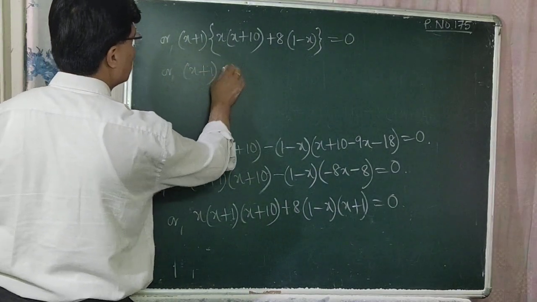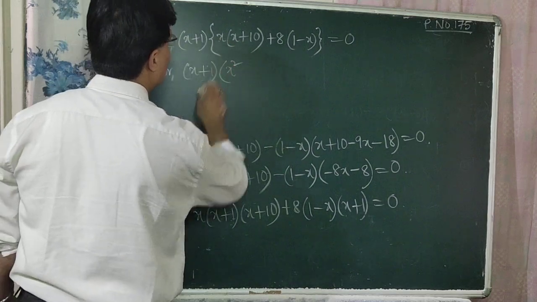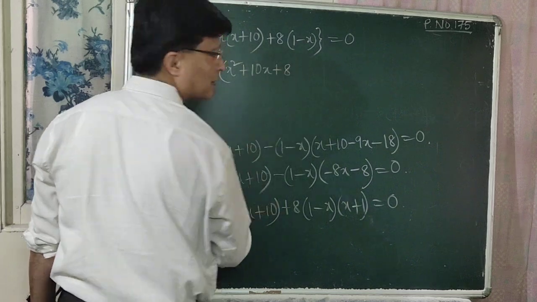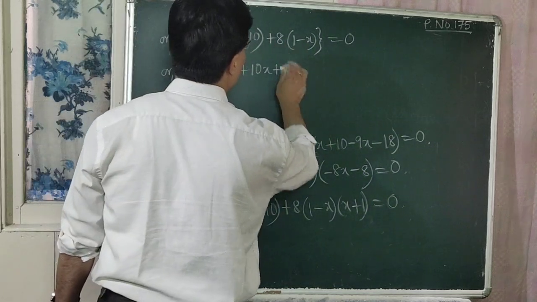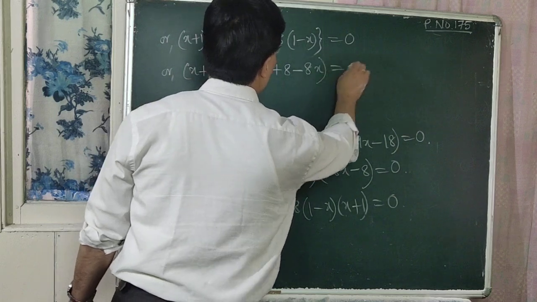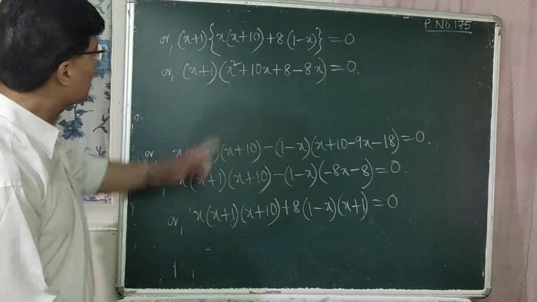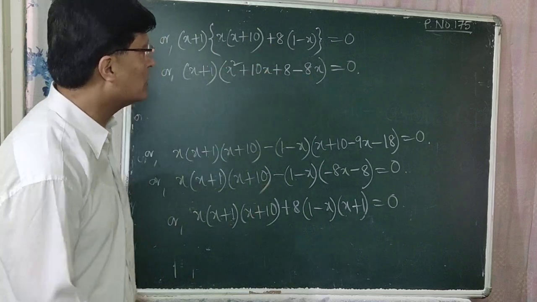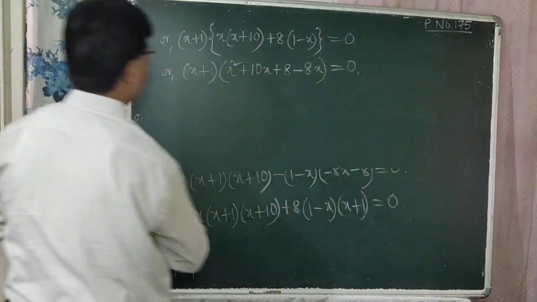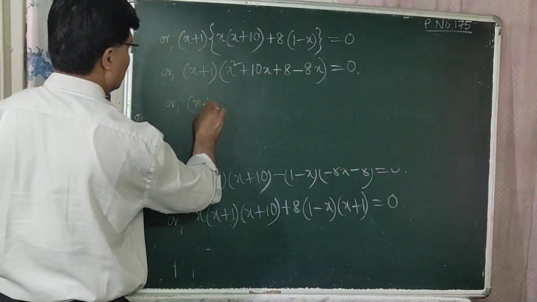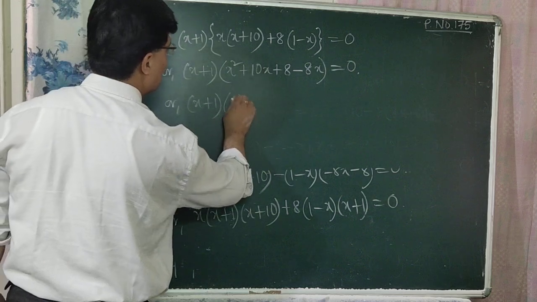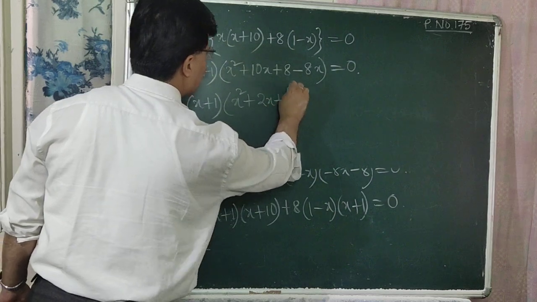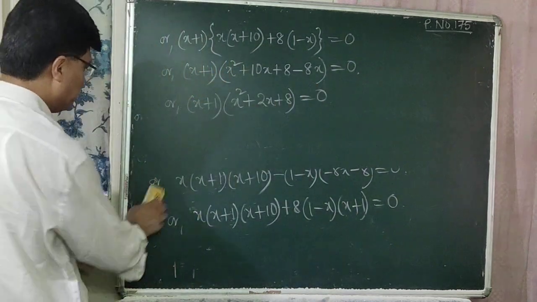This is your x plus 1, x into x square plus 10x plus 8, right? Plus and minus this is 8x, which is equal to 0. Is that right? x into x square plus 10 into x, 10x plus 8 ones are 8 minus 8x, which is equal to 0, right? Or now it is x plus 1 into x square plus 10x minus 8x, that is 2x plus 8, which is equal to 0.